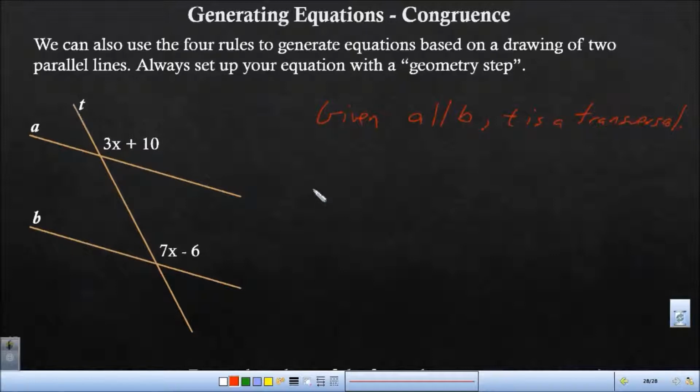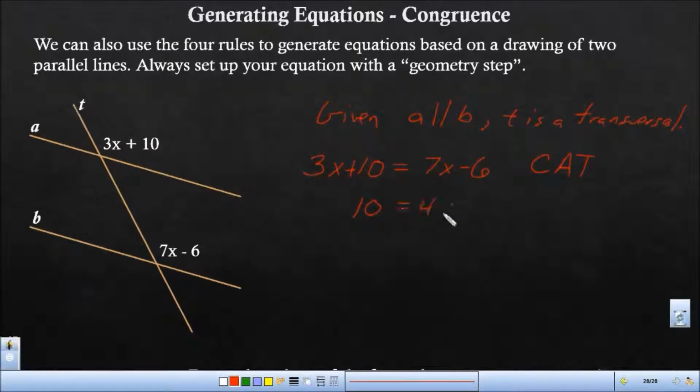Okay? And then what I can do is I can say, hey, 3x plus 10 is equal to 7x minus 6 because these are corresponding angles. This is the corresponding angles theorem. Alright? The two angles are equal. CAT. And then we solve. So subtracting, whoops. I'm going to subtract 3x from both sides.